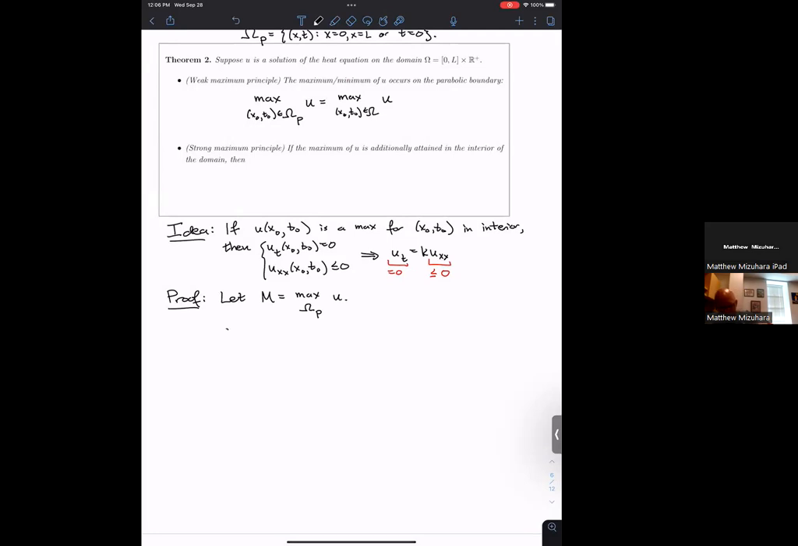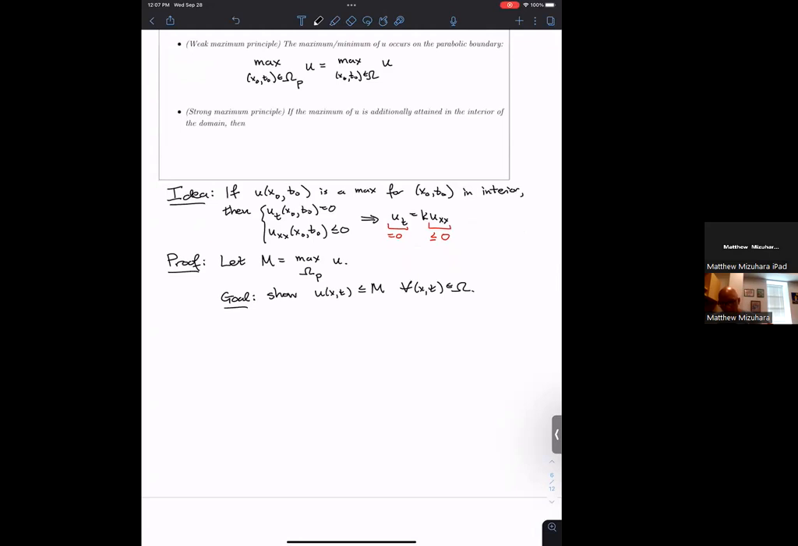Then my goal for the theorem has become to show that in fact, U of x comma t is less than or equal to M for all other points in the domain. Because this will show that, yes, U attains its max on the parabolic boundary. Everything else in the interior is less than or equal to it, so to find the max over the whole thing it would have been enough to just look at the parabolic boundary. Okay, so how do I show this?